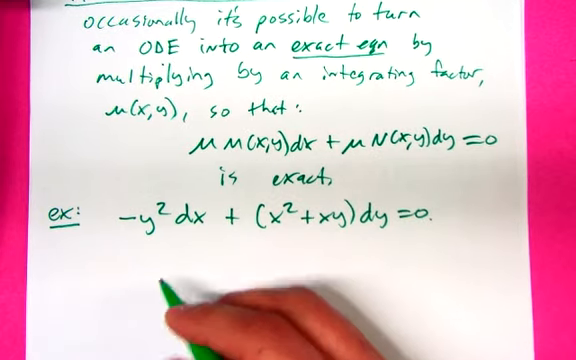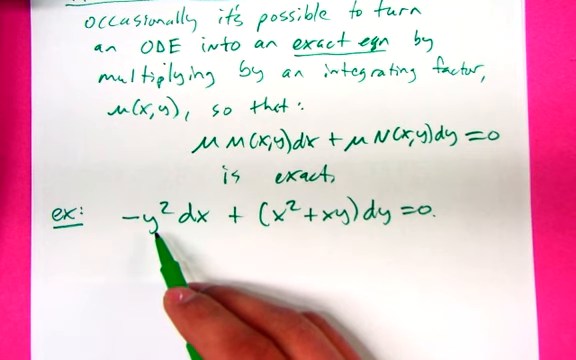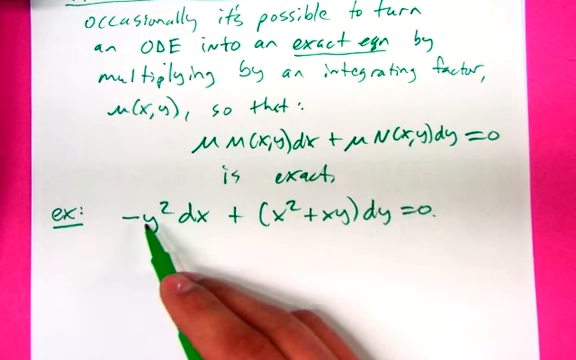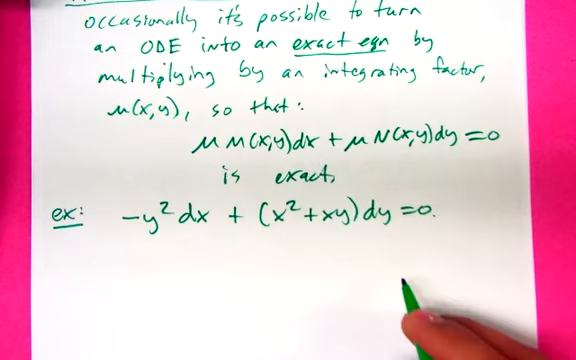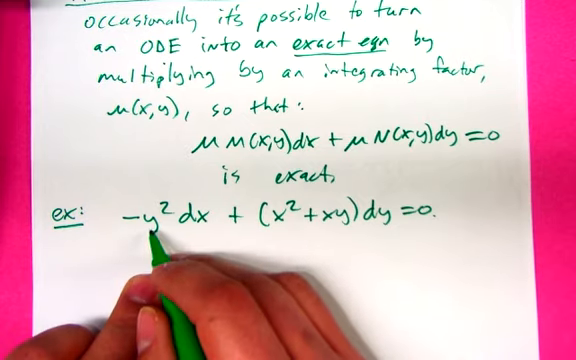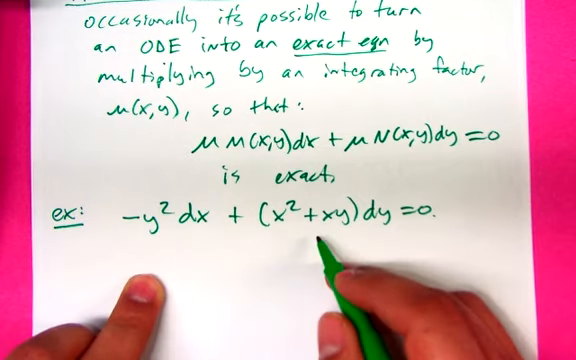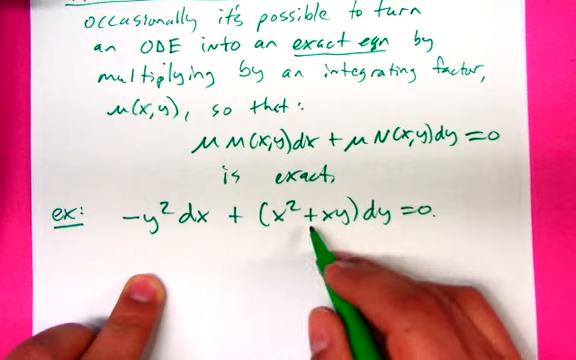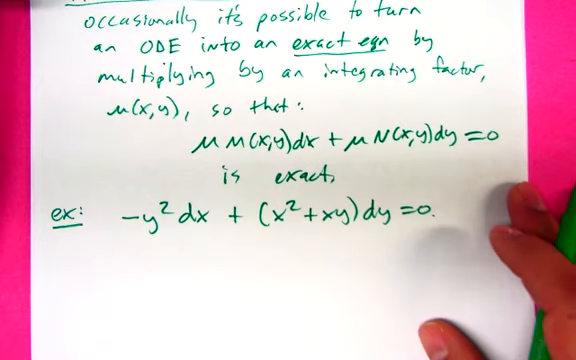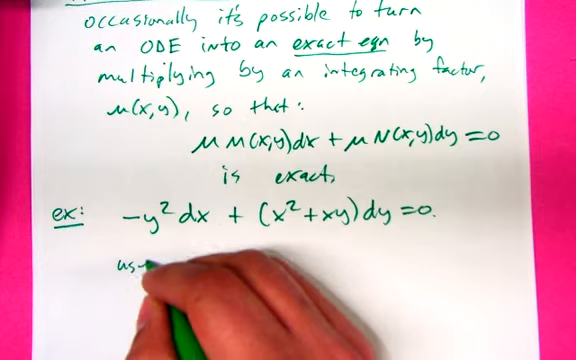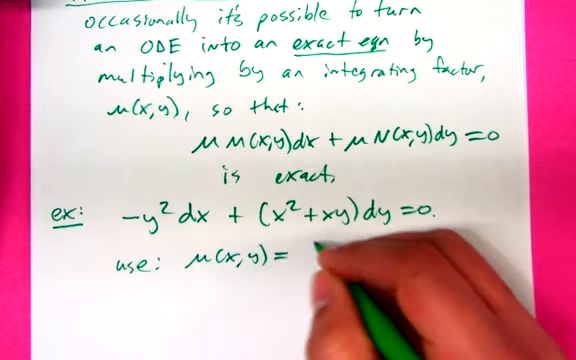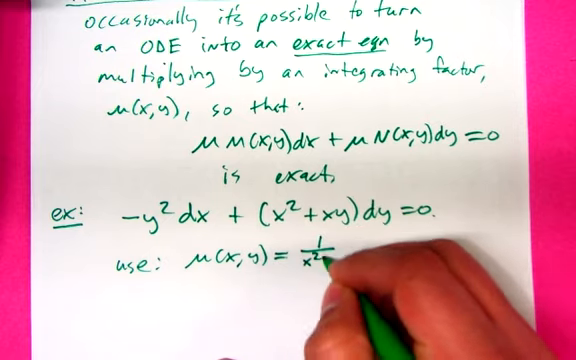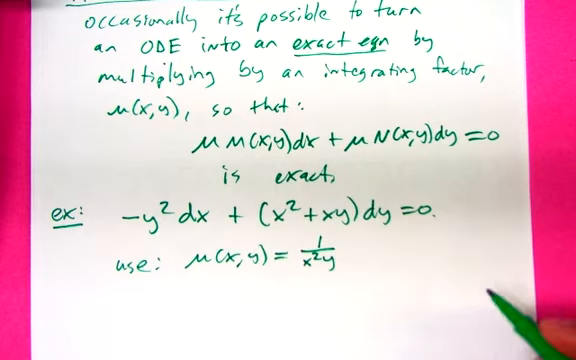Right now, it's not exact because partial x here would be 0, and then partial y here is x. So it's not exact. Oh, I'm sorry, I did that backwards. Partial y here is negative 2y, and partial x here would be 2x plus y. Either way, it doesn't work. So you could use mu of xy equals 1 over x squared y to turn this into an exact equation.